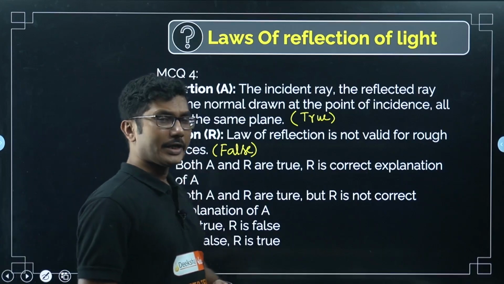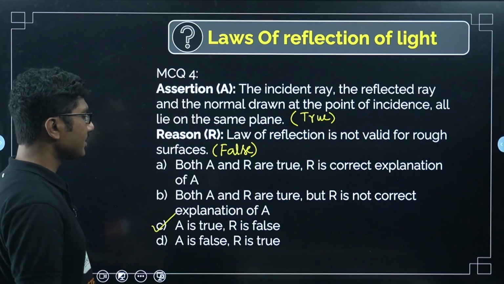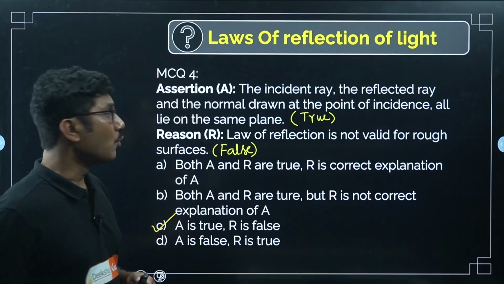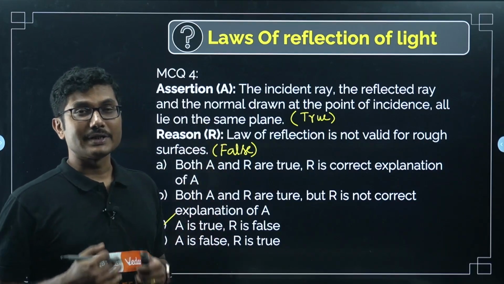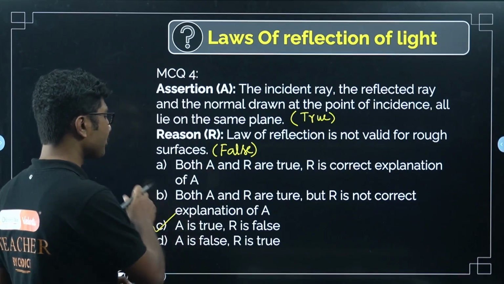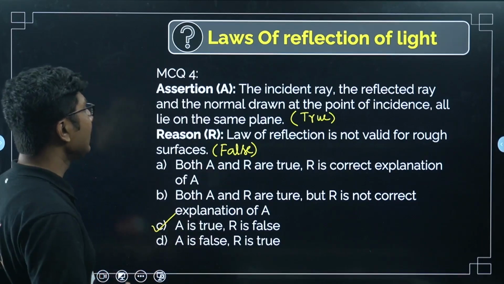Don't waste too much time on reading all the options. Only find out what is true, what is false. If both of them are true, then you have to check if it is a correct reason or not. If you think it is not a correct reason, then option B would be the correct answer, right? Now let's move on.